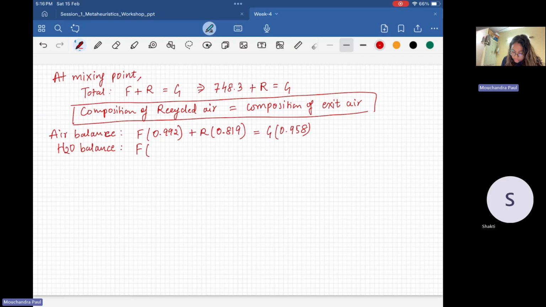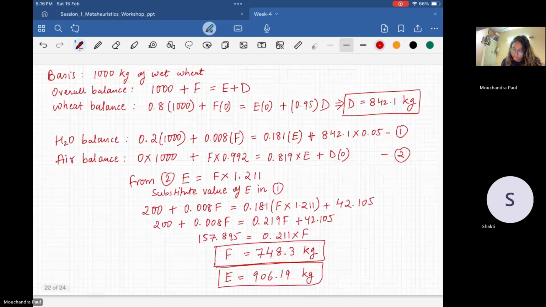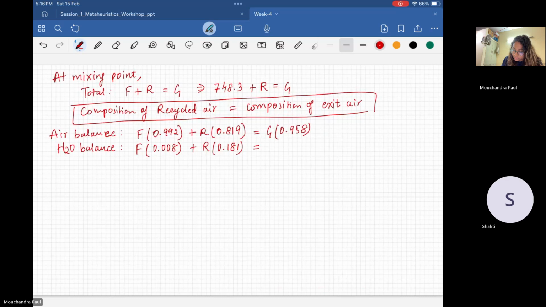Similarly, for water balance, your fresh air contains 0.08. Your recycled air contains 0.181, which is the same composition of the exit air as well. And the air that is entering the dryer contains 0.42.